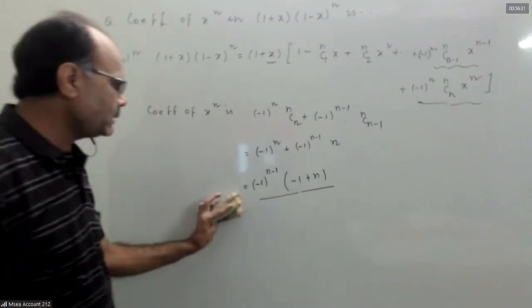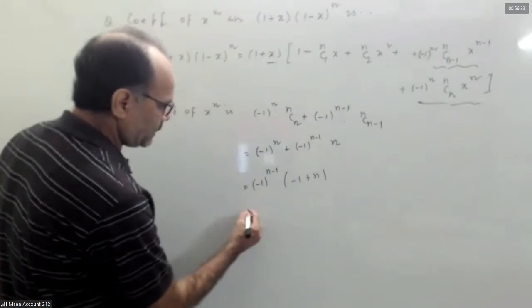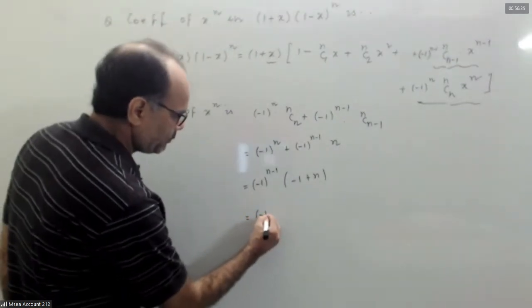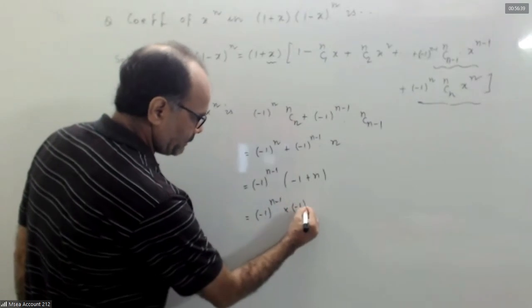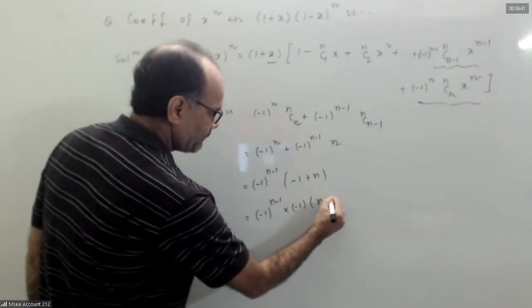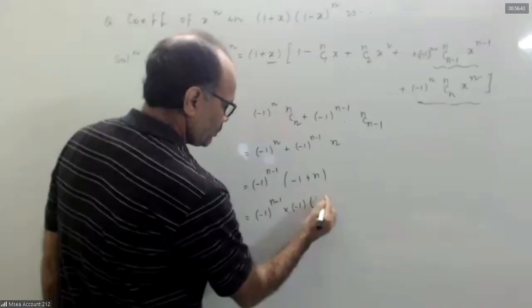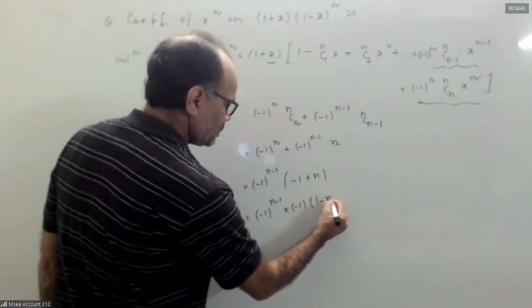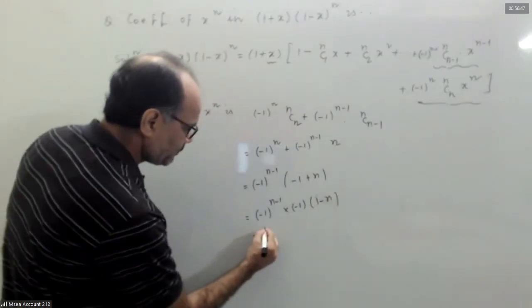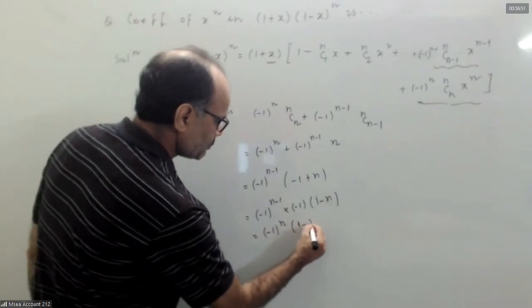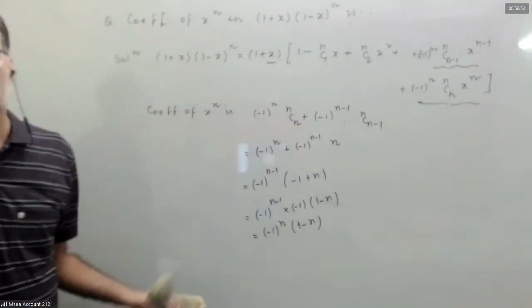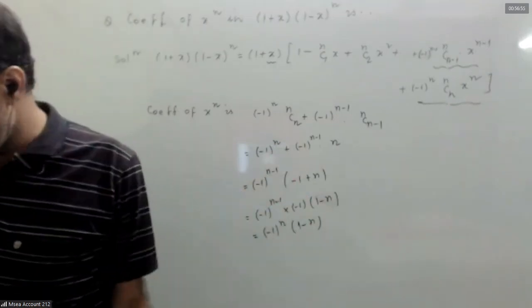Okay. The option is given as minus 1 to the power n, in this form. Take minus 1 common: 1 minus n. Same thing. Either you put it in the first form or the second form. Yes, sir.